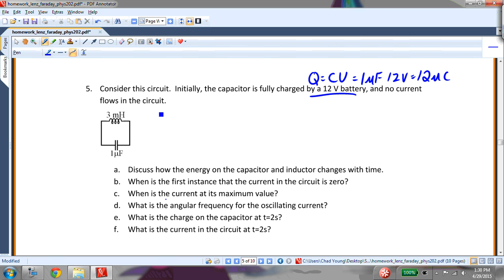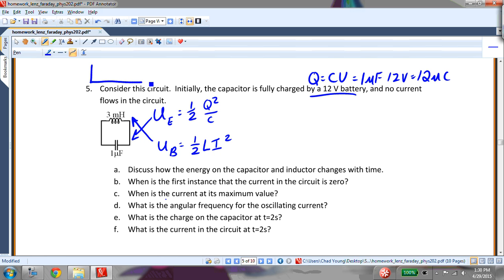Well, first of all, remember that I have the energy stored by the electric field, that's in the capacitor, that's equal to 1/2 CV squared, or 1/2 Q squared over C. And then the energy that's stored by the magnetic field, that's in the inductor, that's equal to 1/2 Li squared.